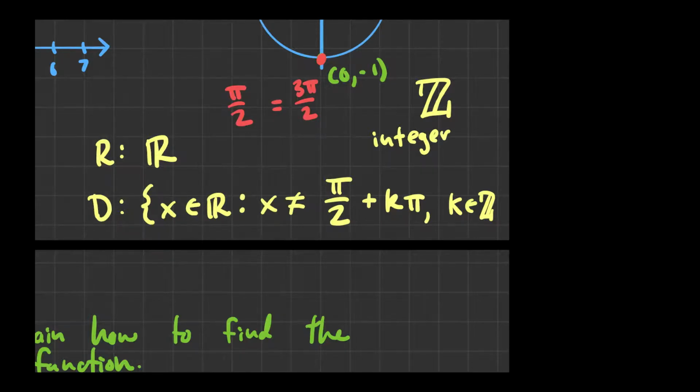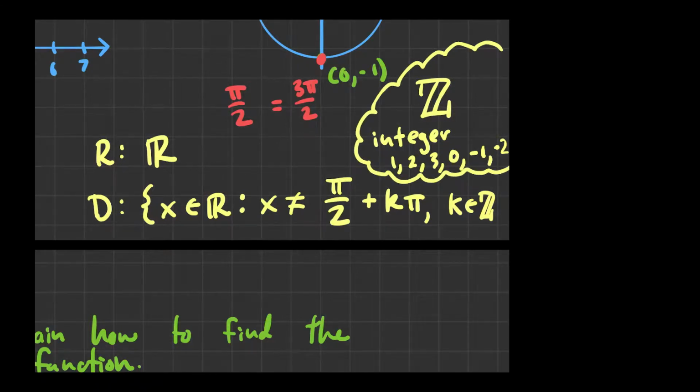Okay, so integers are numbers like 1, 2, 3, 0, -1, -2. That's what an integer is: basically a whole number that's maybe negative or 0. So I'm taking an integer multiple of pi. Take pi, multiply it by any integer, like 7, add pi over 2, and there we have an asymptote. So this is the domain.